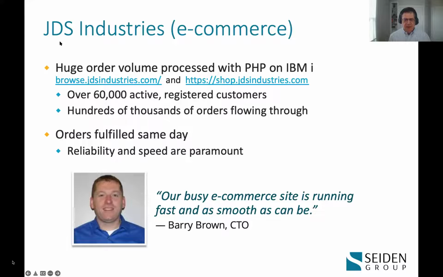improvements. A couple of case studies here. JDS Industries runs a wonderful website for customized corporate gifts and things like that. Huge order volume going through. The website has become so critical to them, with hundreds of thousands of orders. That's running on PHP, at Seiden Community Plus PHP. We did a number of things to help optimize the site, including something with sessions that I'll show you later. But it's running really well, smooth as can be.